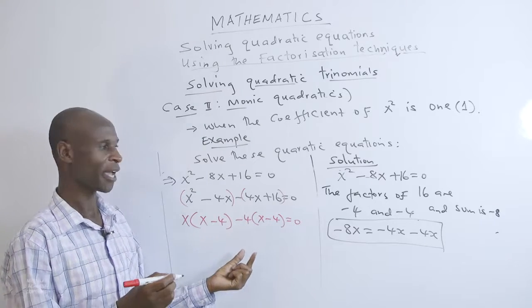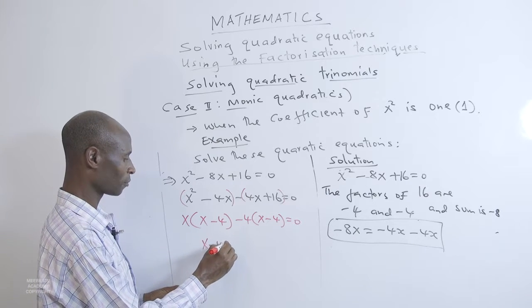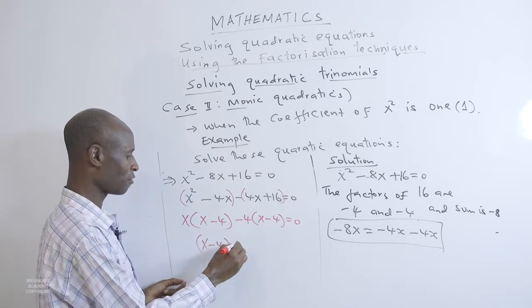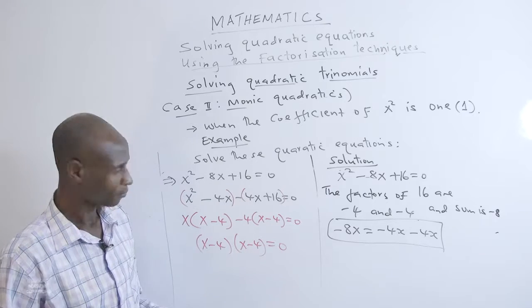So at this point, we write the repeated factor, which is x minus 4, then followed by the other factor, x minus 4, is equal to 0.